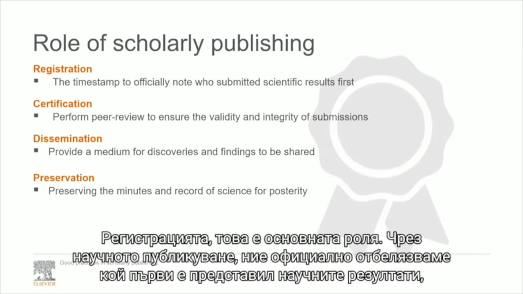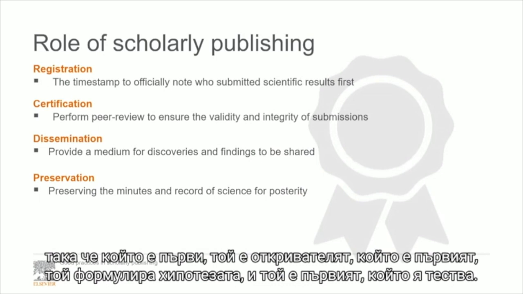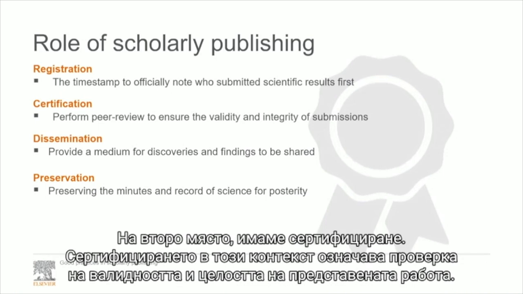is registration. That's a primary role. So by scholarly publishing, we timestamp, we officially note who submitted scientific results first. So who was the first one to discover something, who was the first one to formulate a hypothesis, who was the first one to test it. Second of all, there's certification. Certification in this context means simply verification of validity and integrity of the submitted work.